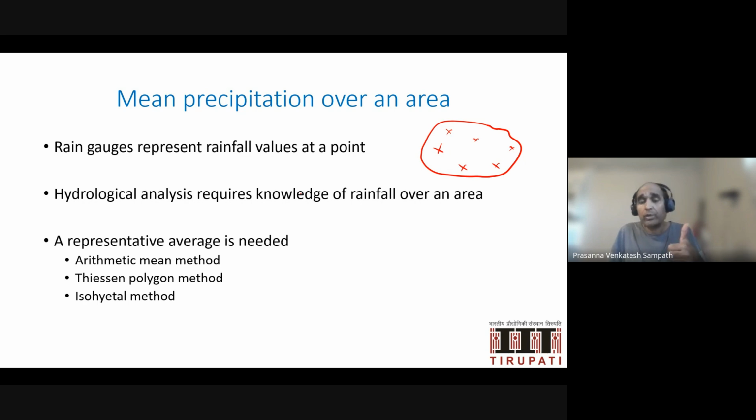So one way of doing that is to just take an arithmetic mean of all the points that are inside my area, right? So if my area is, let us say, Tirupati district, and I have 60 rainfall gauges distributed all over the district, then to find the arithmetic mean average for the district of Tirupati, I take those 60 points, do the arithmetic mean, and that gives me the average. That's one way of doing it. That's a fairly simple way of doing it. The smaller the area, the better it is to do an arithmetic mean.